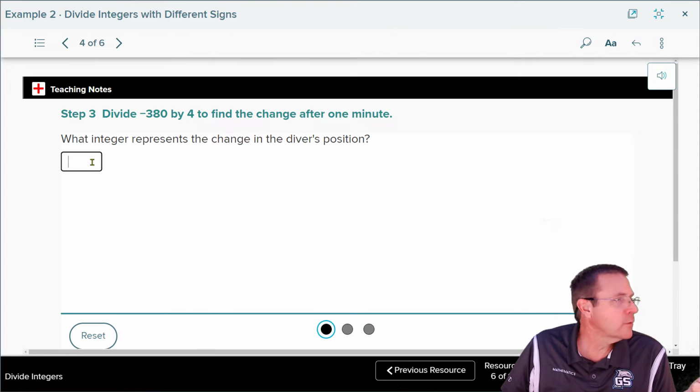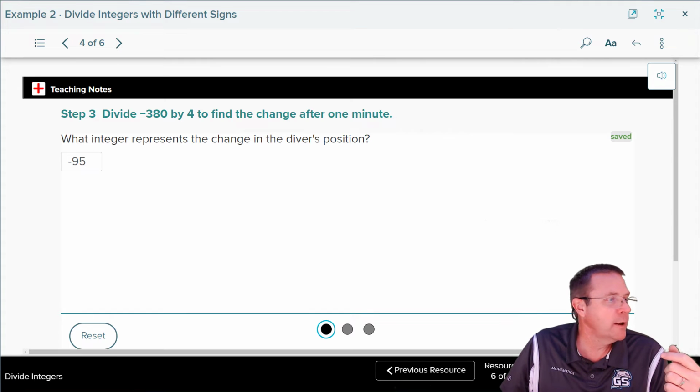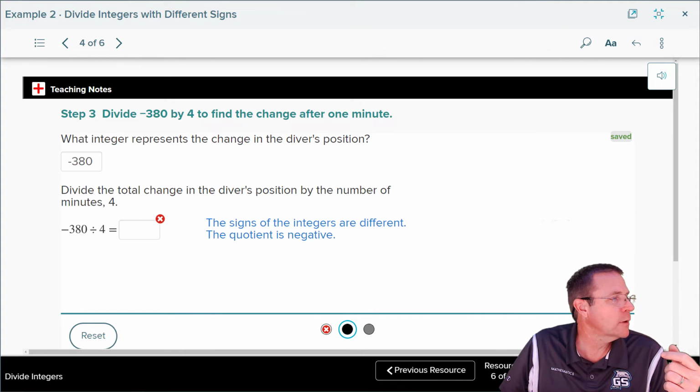Negative 95, I think. So we're going to do a negative, because a negative divided by positive is a negative. 95. Am I right? Uh-oh. What was the actual answer? Oh, well, hold on. I read it wrong.